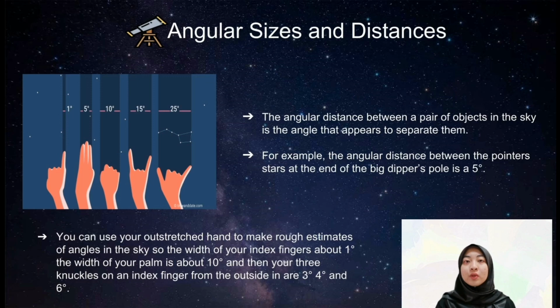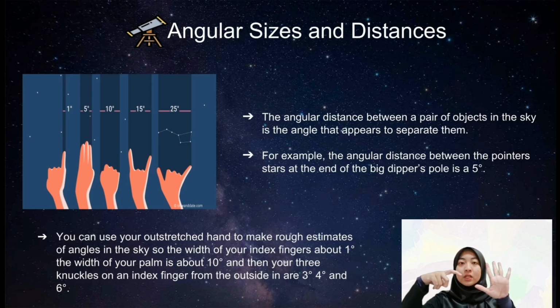The angular distance between a pair of objects in the sky is the angle that appears to separate them. For example, the angular distance between the pointer stars at the end of the Big Dipper's bowl is 5 degrees. You can use your outstretched hand to make rough estimates of angles in the sky. The width of your index finger is about a degree. The width of your palm is about 10. And then your 3 knuckles of an index finger from the outside in are 3, 4, and 6 degrees. Of course, it's on average, so we can make some estimates at least.